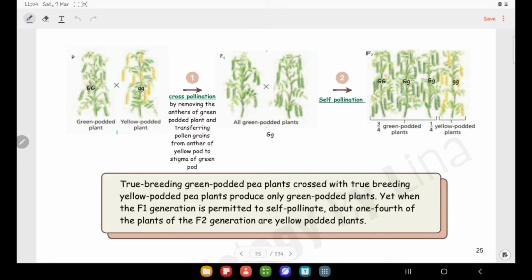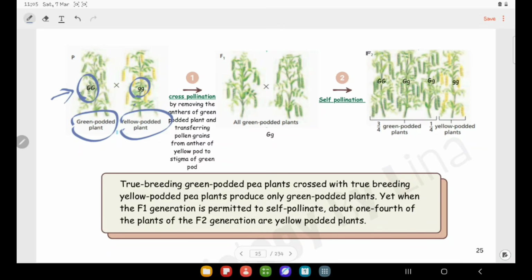In another experiment that Mendel did, for example, he crossed a green pod pea plant with a yellow pod pea plant, and we know that the green pod is dominant. He crossed true breeding green pod, which is G capital G capital. Why G capital G capital? Because it's true breeding, it's homo, it's pure. He crossed it with the contrasting trait, which is yellow pod, the recessive one, which is G small G small. And why G small G small? Because true breeding and recessive.